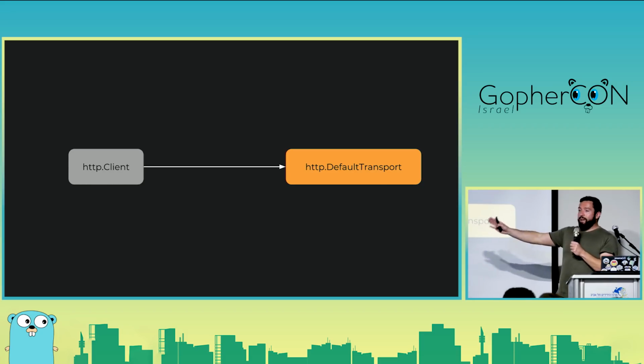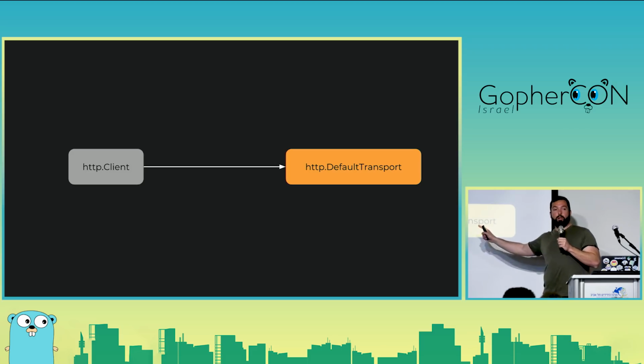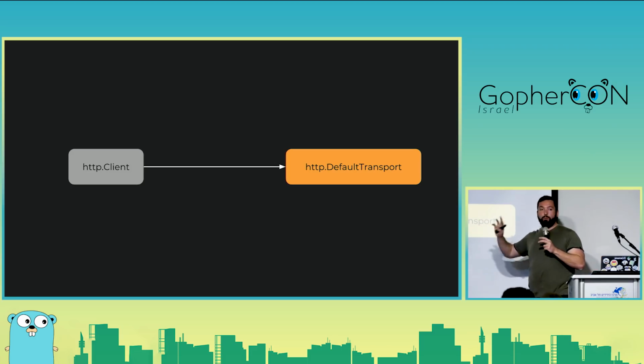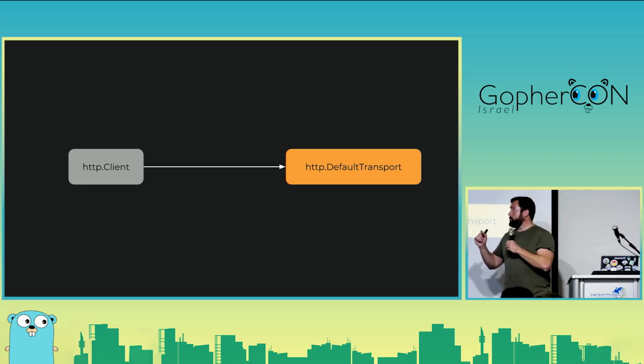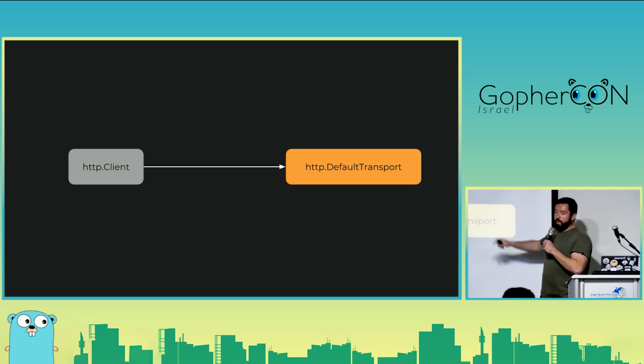So if you have an HTTP client and you have a DefaultTransport, this is the default behavior, right? The DefaultTransport is the default RoundTripper, and it does the normal thing. So when you do http.Get, what you're doing is you're getting a default client that calls a default transport. Easy.